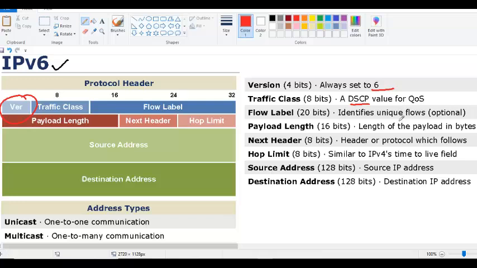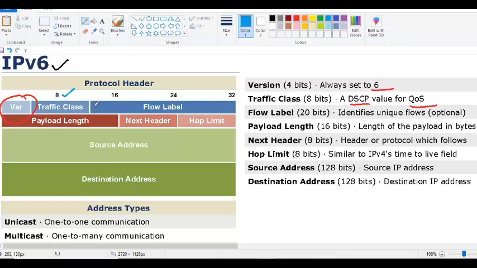Based on the marking, the preference and prioritization will be done, which is called QoS. And you see, this 8 bits is for the quality of service.